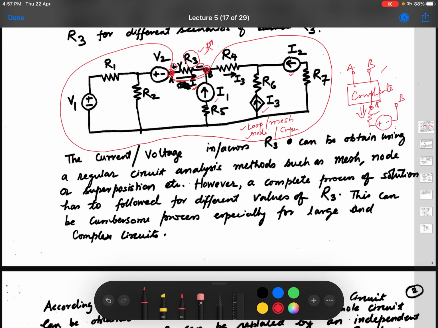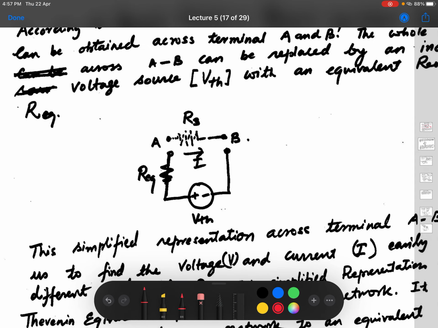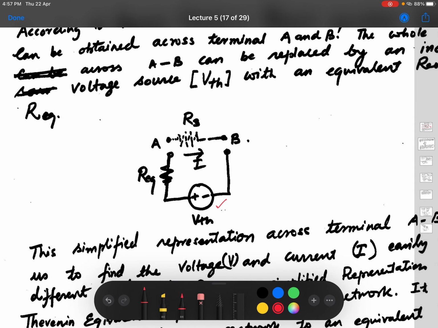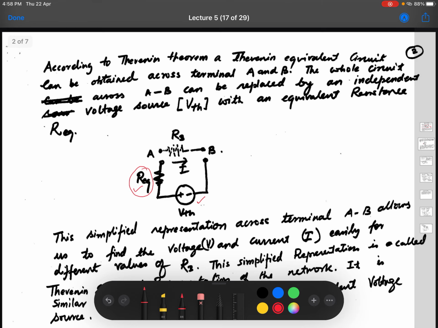So this complicated circuit can be represented by a very simple source, or you can call it a practical source, having voltage and resistance along with it. So the whole of that complicated circuit can be represented by a source and an equivalent resistance. That resistance is called R equivalent, representing the circuit, and the source is VTH or V Thevenin. This source is called the Thevenin source. Now the issue is how to find this representation, and that is precisely what Thevenin theorem states.